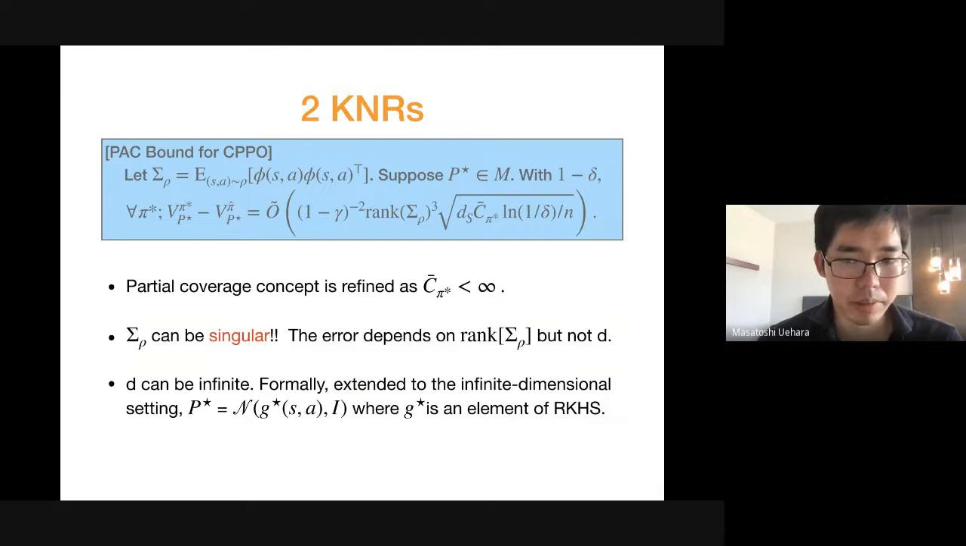This is really in contrast to the online RL result, because in the online RL result, the dependence on D is basically unavoidable. But here, because we are considering the offline RL setting, the error can be distribution dependent. So that's the difference between the online RL result and the offline RL result. And formally, we can also say that D can be infinite by using RKHS theory.